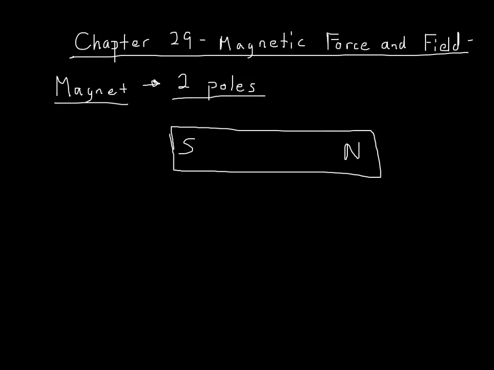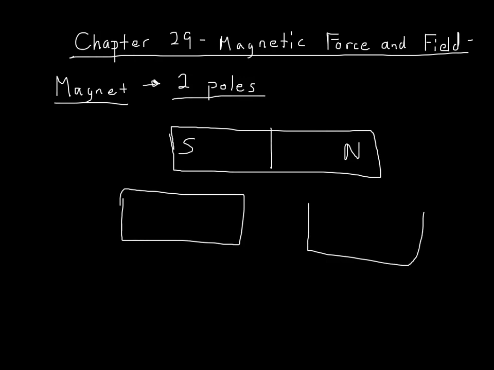I could cut this magnet in half. If I cut this magnet in half and pull the two halves apart from each other, they actually set themselves up so that there's still a south pole over here and a north pole on the right-hand side, but they induce a north pole and a south pole. So you cannot cut two magnet poles apart. Every single magnet has two poles.